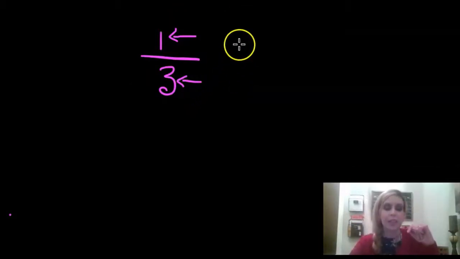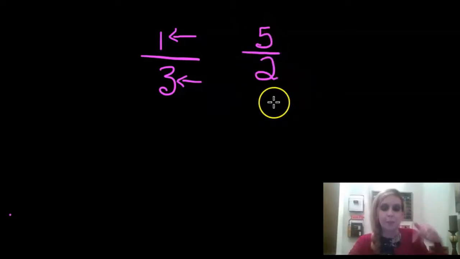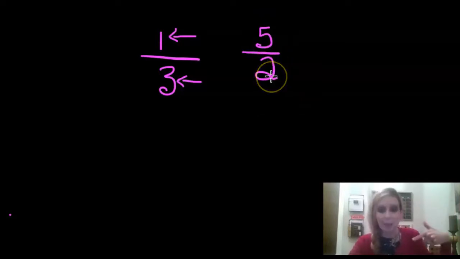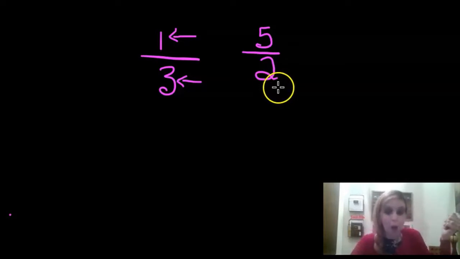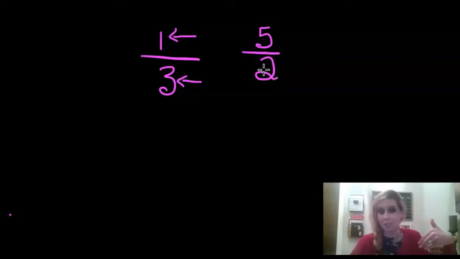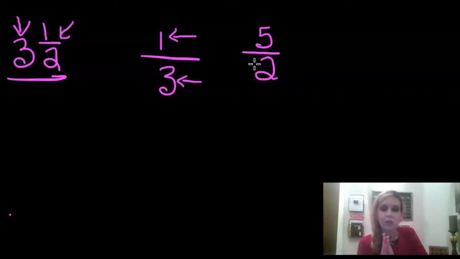Now let's say I had a fraction that looks like this. 5 is my numerator, 2 is my denominator. That makes this an improper fraction because my numerator is larger than my denominator. Now, how do I change this? I would need to make this into a mixed number or a whole number, and that depends on if I have a remainder or not because I have to divide.